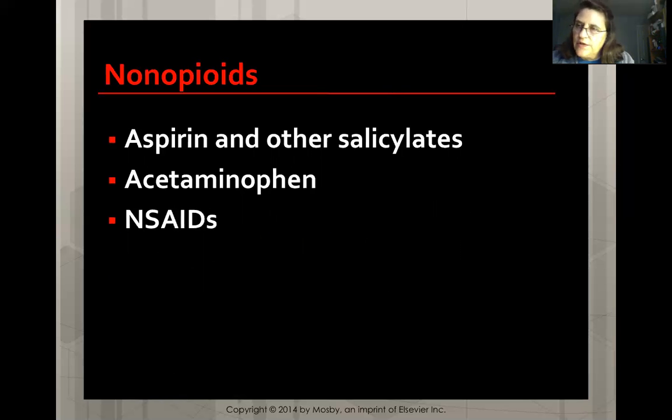You know these as aspirin or other salicylates, acetaminophen, and NSAIDs. Aspirin is effective for mild pain. It's limited by its side effects, its risk for bleeding, especially GI bleeding. Acetaminophen or Tylenol has an analgesic and an antipyretic effect, but no antiplatelet or anti-inflammatory effect. It is metabolized by the liver, and the FDA has put some limitations on what we can give in one day because of this. It does have some hepatotoxicity properties, so we do limit that.